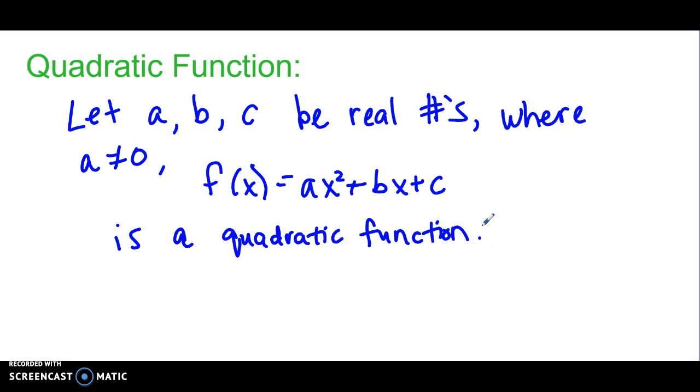Okay, so just something I want you to think about. Why is it so important that we define that a cannot equal 0? Something to think about there.